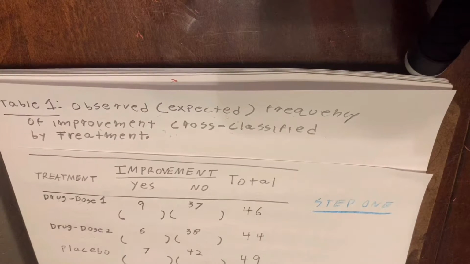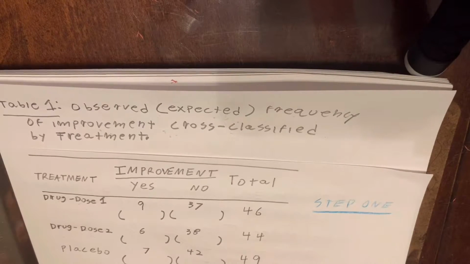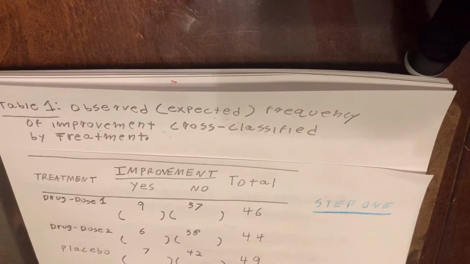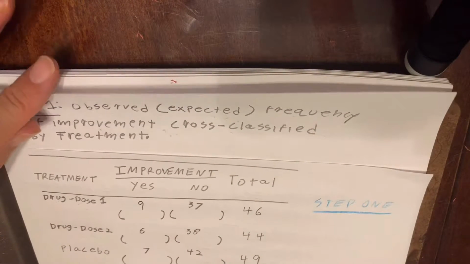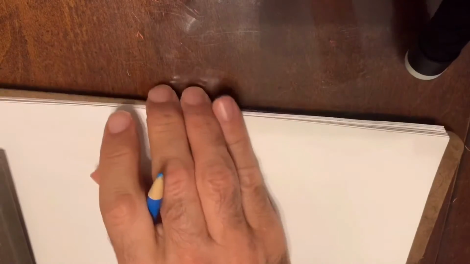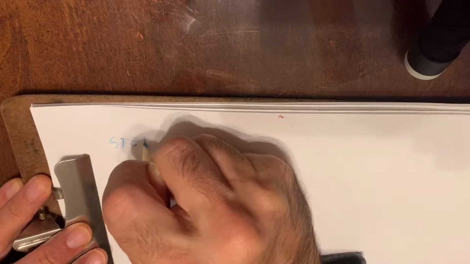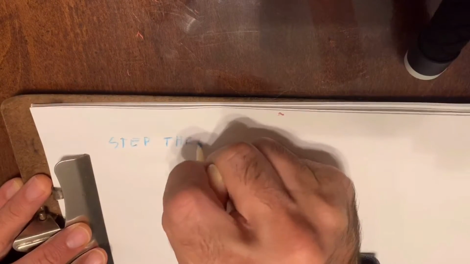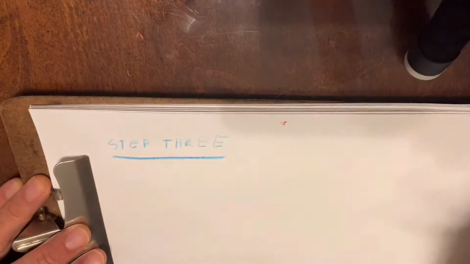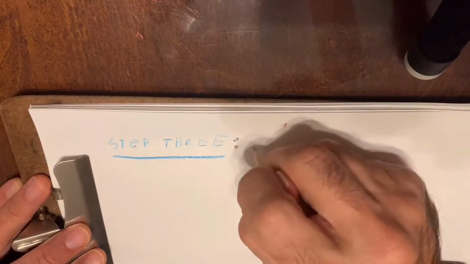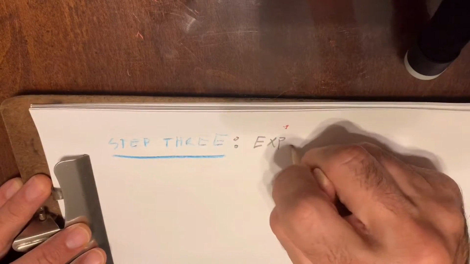Now, step two are these hypotheses over here. So I'm just going to write step two. And the next step is to calculate your expected frequencies. And this is really, really easy as long as you know the rule. So I am going to write over here, step 3. Expected frequencies.